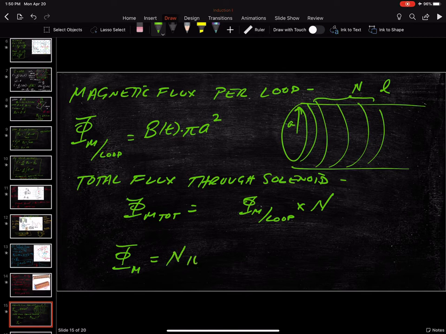N pi a squared times the B. But remember what the B was. B was equal to mu naught, let me write it this way, N over L times I.